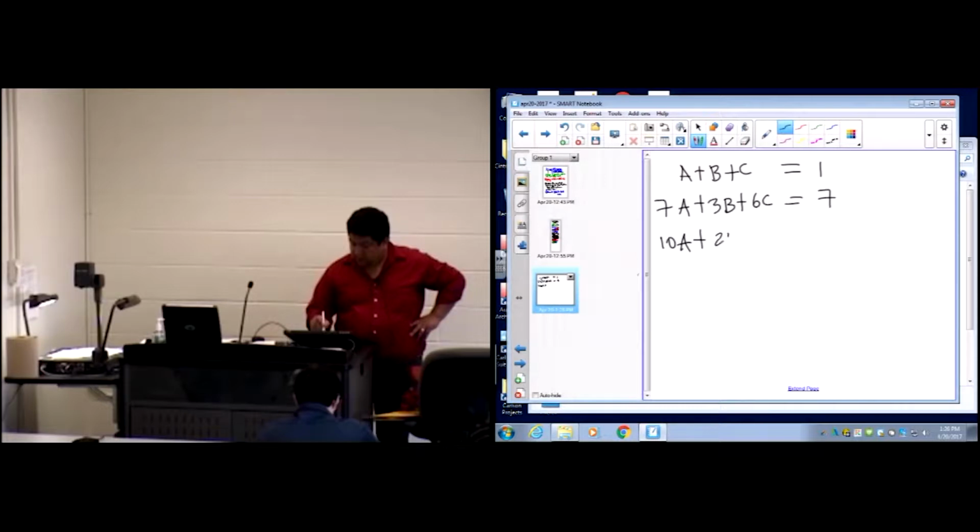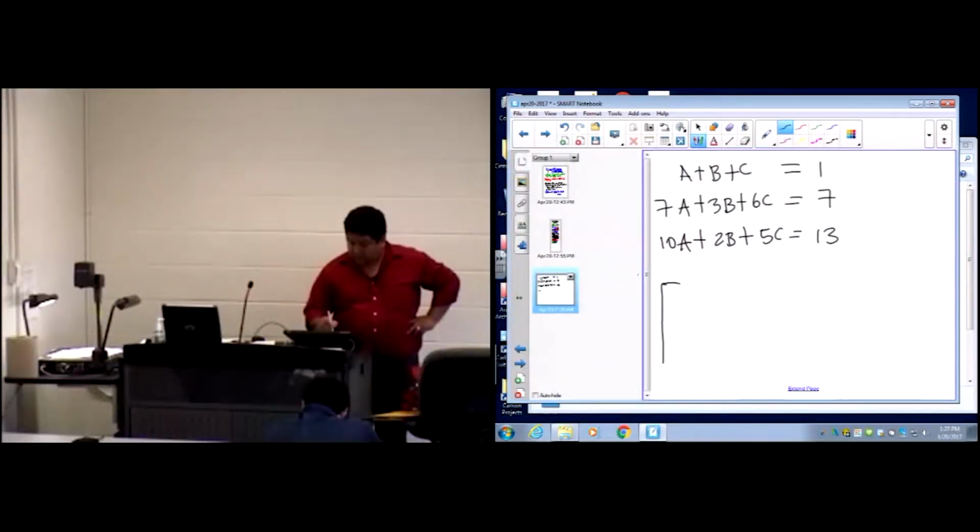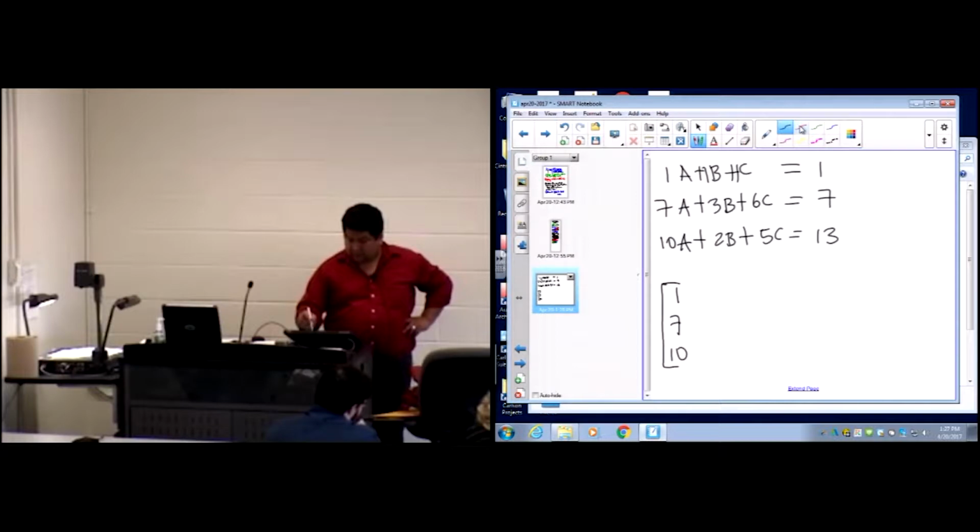Okay, so here on the first column, all the coefficients for the letter A: 1, 7, 10. On the second column, coefficients for the letter B, those would be 1, 3, and 2. On the next column, coefficients for C: 1, 6, and 5. Then we write an augmented column that contains these values. And we use the row operations.